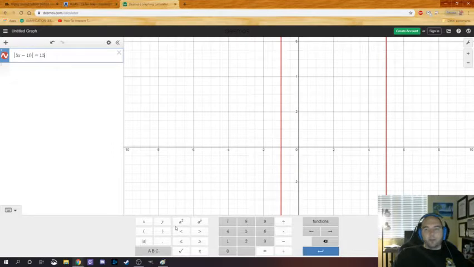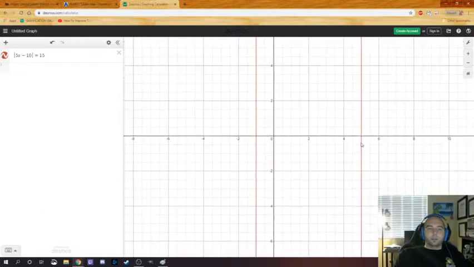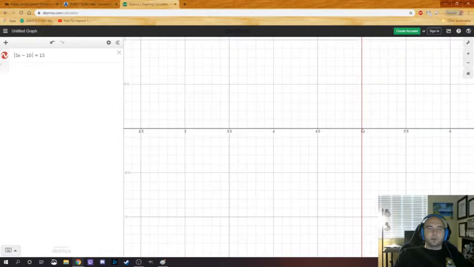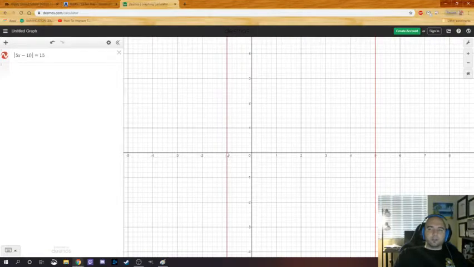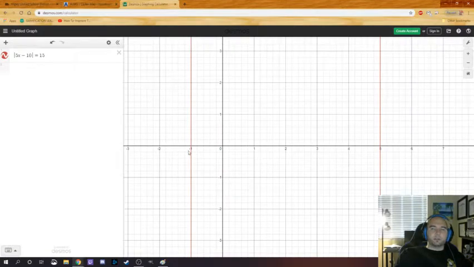When you graph 5x minus 10 equals 15, it graphs 2 vertical lines. In the past, when you solved an equation without absolute values, it would make 1 vertical line for the one solution. The issue here is you can't click on it. On the old one, you could click on it and see where it crossed the axis. I don't know why, but on these ones it doesn't show. But you can see 5 and negative 1 is where it's crossing.